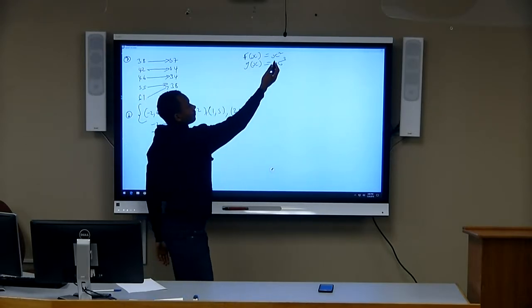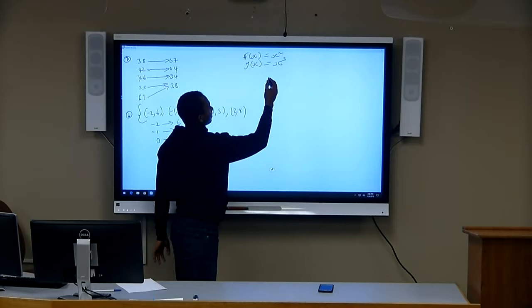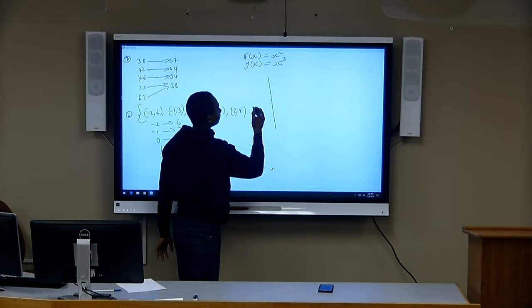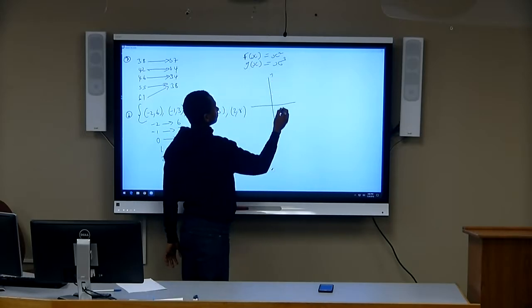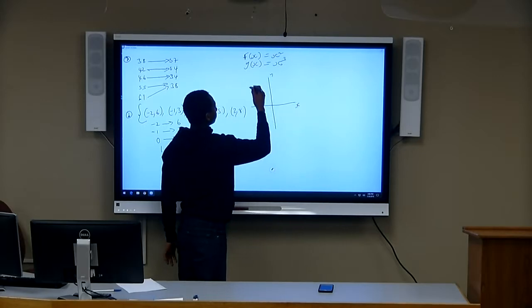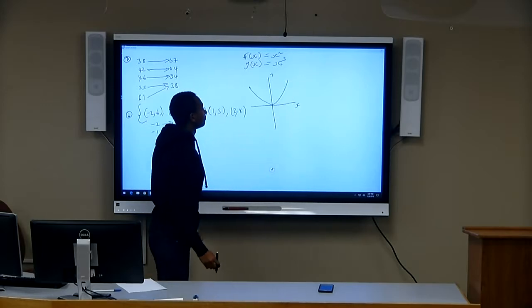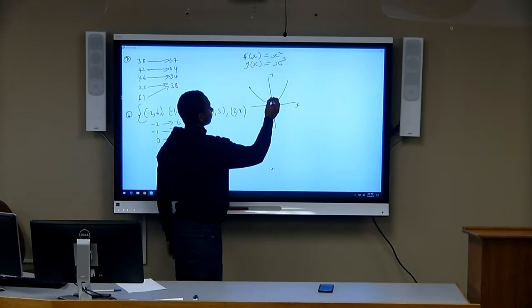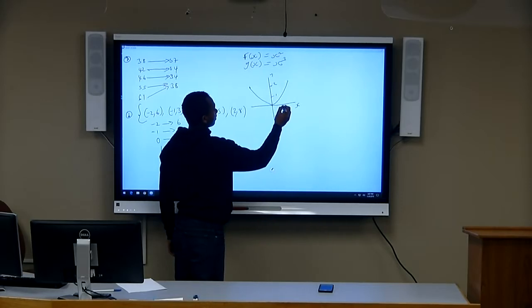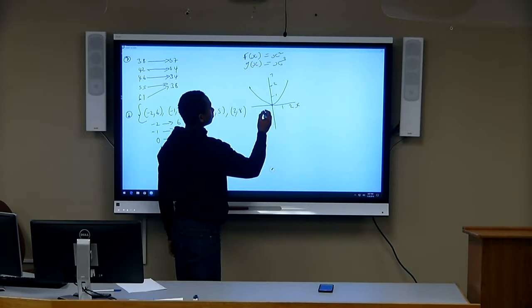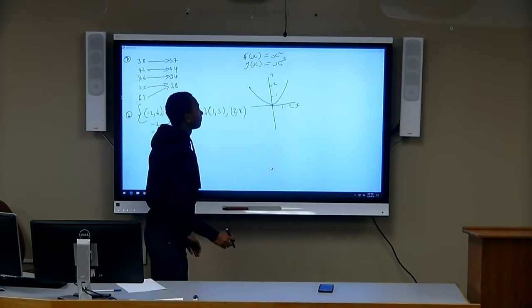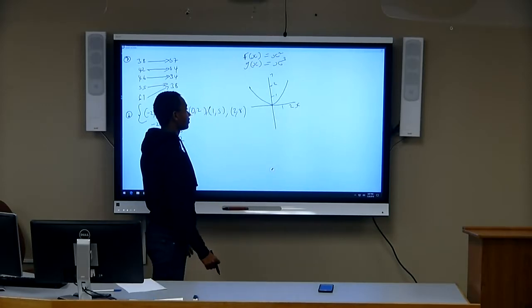So we're going to draw the graph of x squared. The graph of x squared is like this. This is y, this is x. This is the graph of x squared. This point is 0, here's 2 and here's 1. Okay, now we're going to use the horizontal line test.